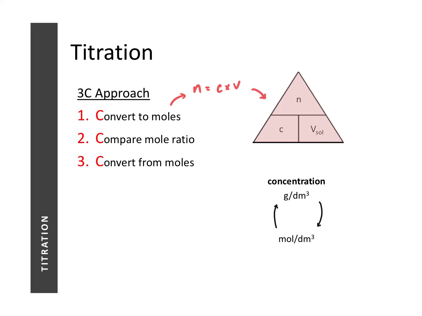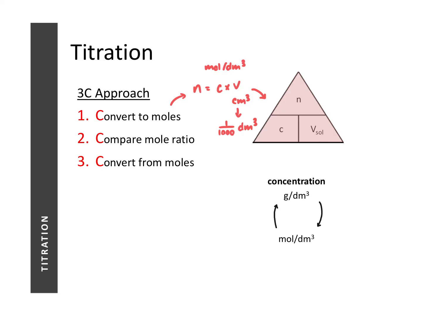Now, when using this equation, you need to be very, very careful because concentration is in moles per dm cube and the volume is in centimeter cube. So we need to first convert the volume to dm cube. So in almost every titration, the very first chemical calculation is to find the number of moles, as we will see in some examples later. The next part, you're required to compare mole ratio.